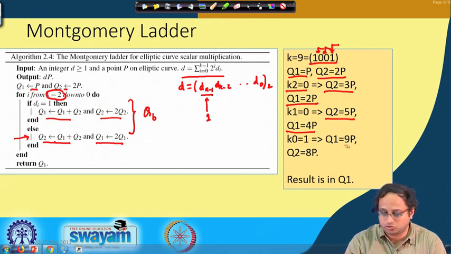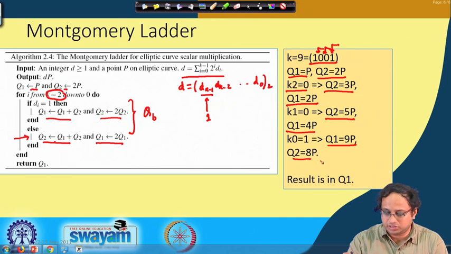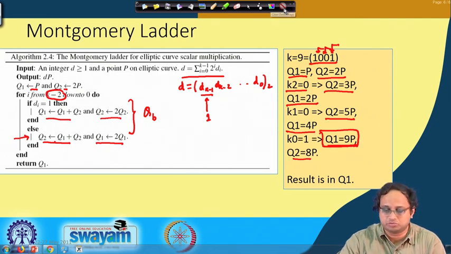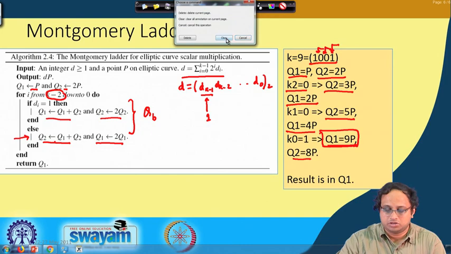So Q1 becomes 5P plus 4P, which is 9P, and Q2 is 8P, but this we can use if the scalar was longer. The result that we return is essentially Q1, because Q1 is 9P that we want to compute. So functionality wise this is correct, and it also gives us an enhanced protection against simple power attacks, because there is no conditional statement, and therefore this seems to be more secure.